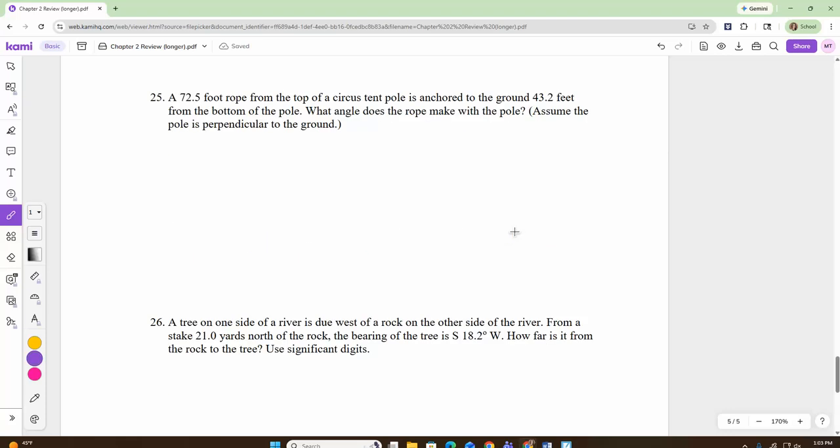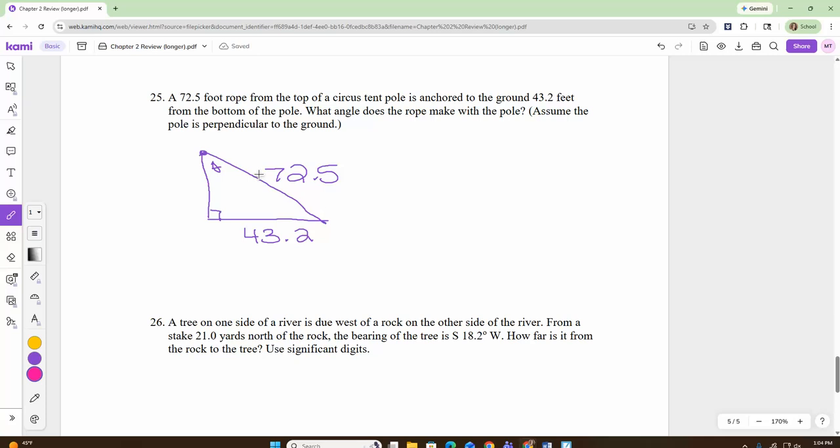All right. 25. A 72.5 foot rope from the top of a circus tent pole is anchored to the ground. So we have a pole. We would assume then the pole made a right angle with the ground, and I did tell you that later. The rope is going from the top of the pole to the ground, 43.2 feet from the bottom of the pole. So this is 43.2. What angle does the rope make with the pole? This is the rope, this is the pole. I'm looking for that angle.